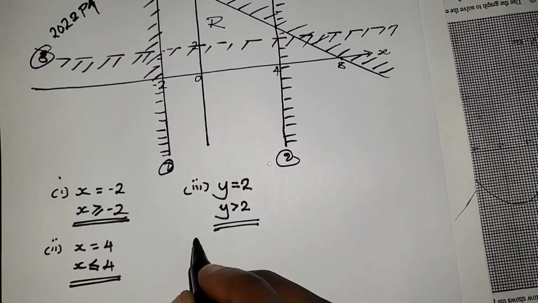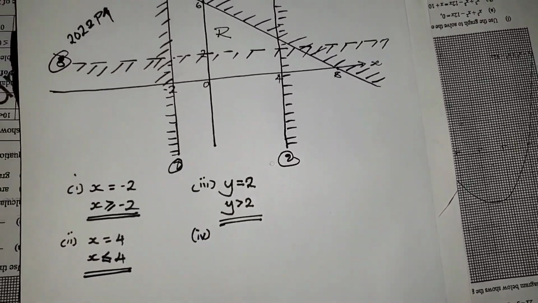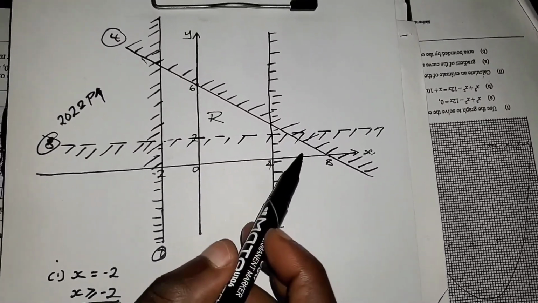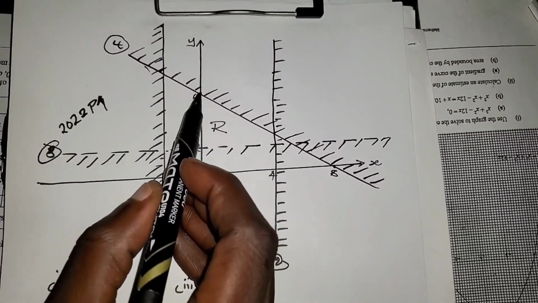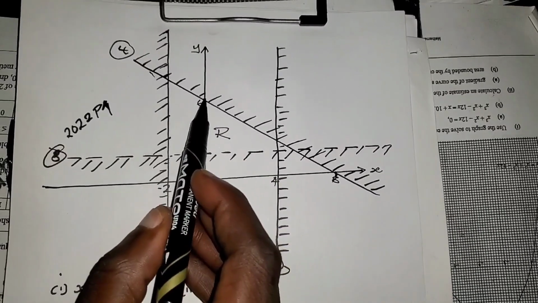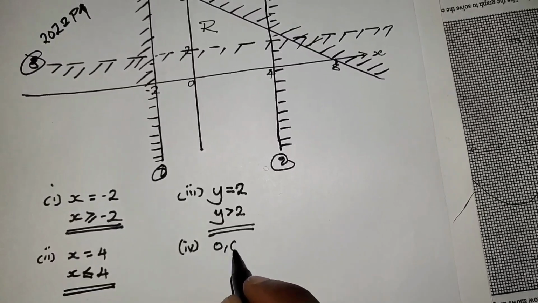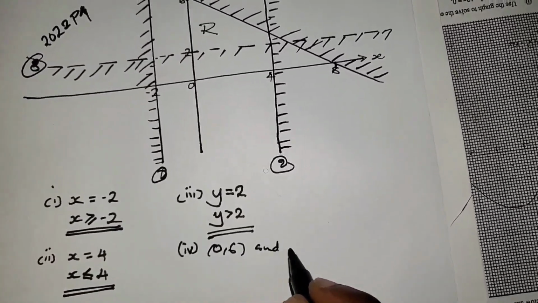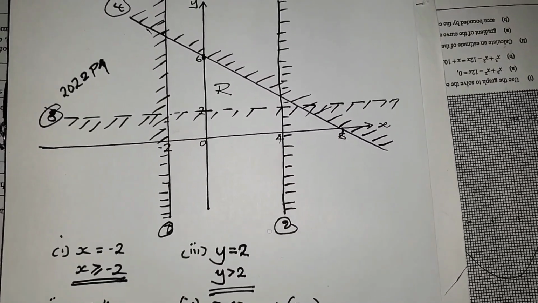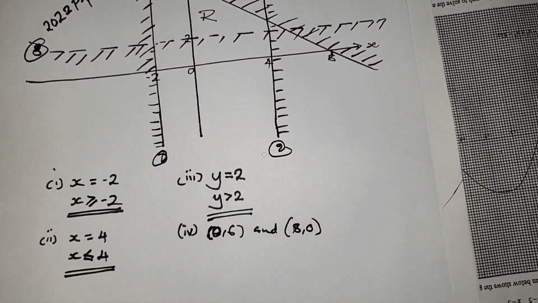The last one is this line. So this line, you need to get 2 coordinates. So let's get what we know here. We have this 6 and 8 here. So what are the coordinates where y is 6? It is 0, 6. And here x is 8, so it is 8, 0. So these are the coordinates that will help us to come up with the fourth inequality.